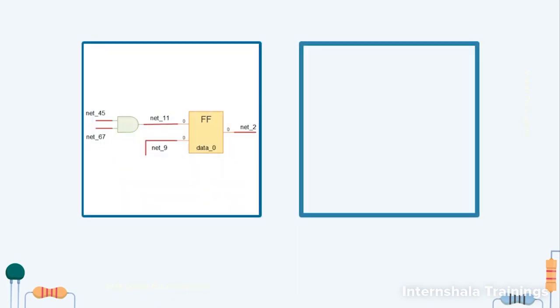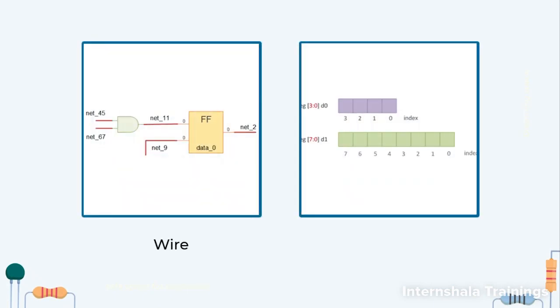We have two pictures here. The first one is a wire and the second one is describing a register. The wires are net 45, net 67, net 11 or net 9 and net 2, which are connecting different structural entities and they are not holding any value. But on the right side where we see the register, there is a 4-bit register or 8-bit register. That means we can hold 4 or 8-bit data in these registers.